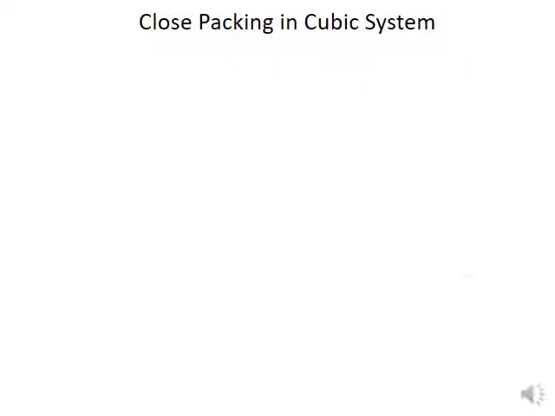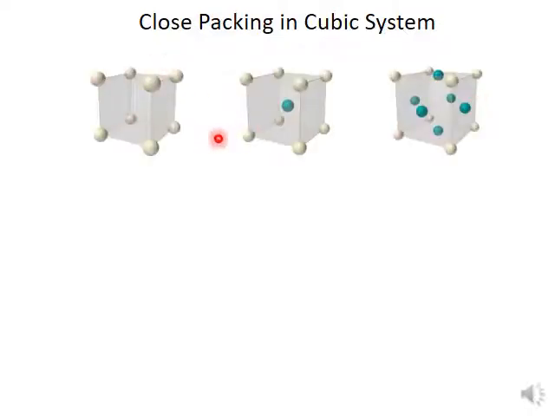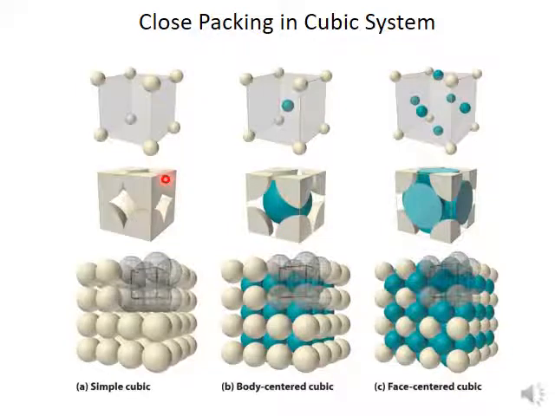So close packing is just another tool for analyzing crystals, and you can analyze any system using close packing arrangement. So this is a cubic system with a primitive, body-centered and face-centered cubic system. And in close packing, what happens is that you enlarge these lattice points until they meet each other in either of these cases. So you get your close packed simple cubic, body-centered cubic, and face-centered cubic system.